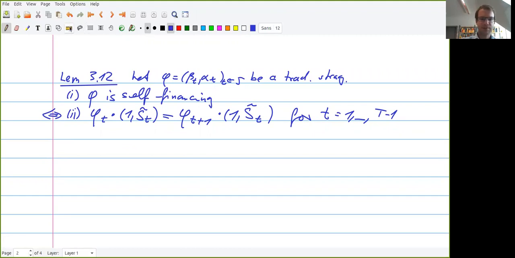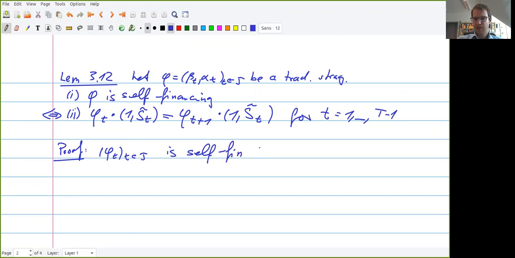Okay, so again, an easy proof. Of course, we have to do it. So let us recall what self-financing means for a trading position. A trading strategy was called self-financing. This is just the definition.